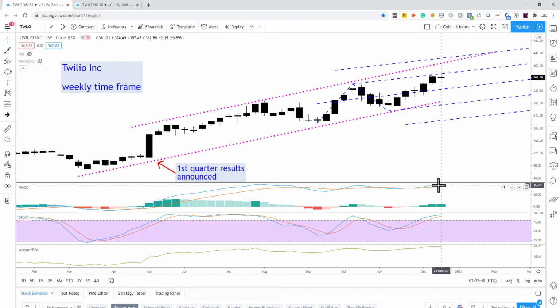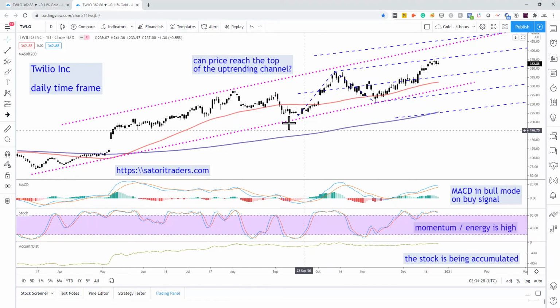MACD is obviously overbought, but remaining so. Currently on a buy signal, lots of energy. Energy is high, momentum is high, however you want to look at stochastics. Based on the accumulation distribution indicator, investors are accumulating this stock. And so we will see if we're able to push higher and reach the top of that channel, the next median line. Now we're dropping down into the daily time frame.